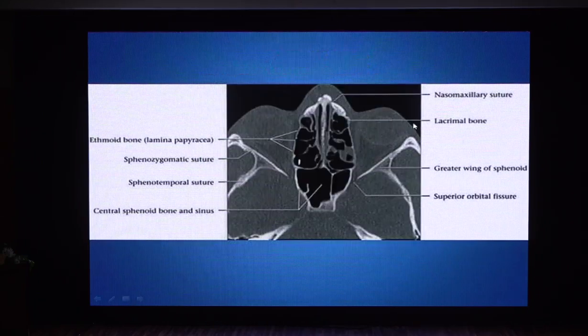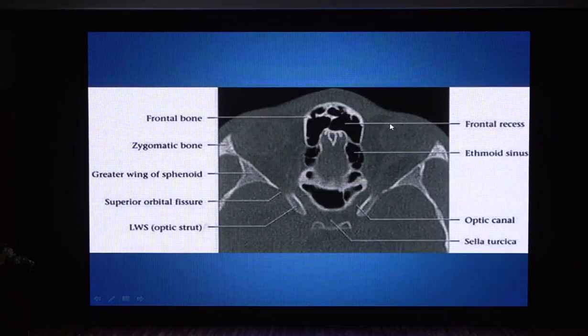When we move superiorly, we see the nasomaxillary suture, lacrimal bone, greater wing of sphenoid, superior orbital fissure, central sphenoid bone and sinus, sphenotemporal suture, sphenozygomatic suture, and the lamina papyracea. More superiorly, we can see the frontal recess, the ethmoid sinuses, the optic canal, sella turcica, the optic struts, superior orbital fissure, and the greater wing of sphenoid.